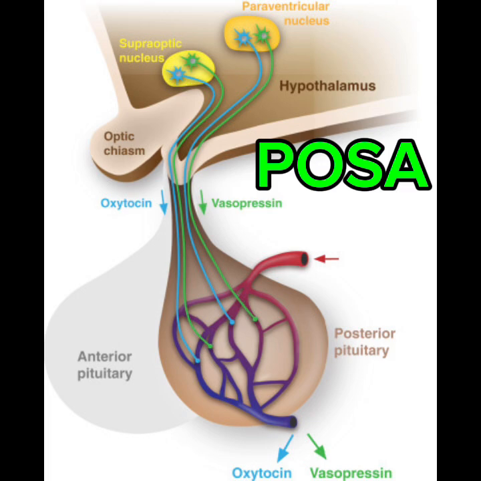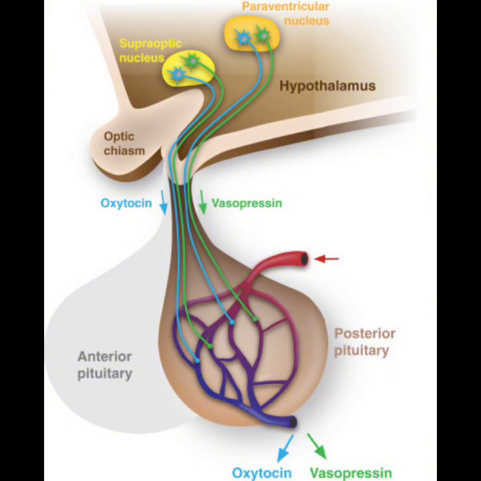POSA is on your screen. I'm giving you POSA, P-O-S-A. P for oxytocin, S for ADH. So the paraventricular nucleus, a nucleus in the hypothalamus, secretes oxytocin, while the supraoptic nucleus secretes ADH, or you can call it vasopressin. You get it now?